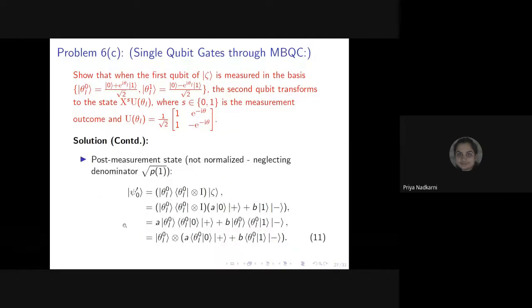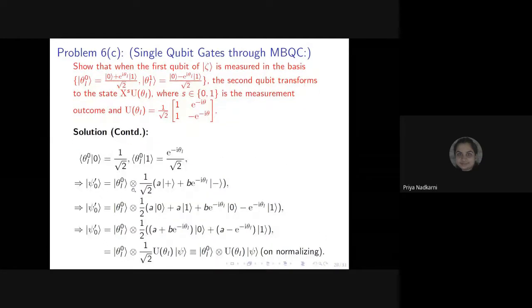Now using the formula we have obtained, let's compute it further. We get theta_L 0 tensored with 1 by root 2 times (a plus b e to the power minus i theta_L) minus. Further we can expand out the plus and minus as 0 plus 1 by root 2 and 0 minus 1 by root 2. There's a b missing over here. Further we can club these two terms, and we get (a plus b e to the power i minus i theta_L) 0 plus (a plus b e to the power minus i theta_L) 1. And this is nothing but the output of U of theta_L applied on psi.